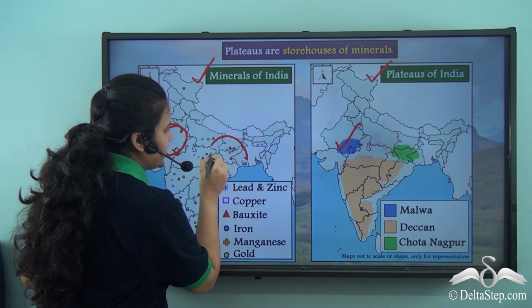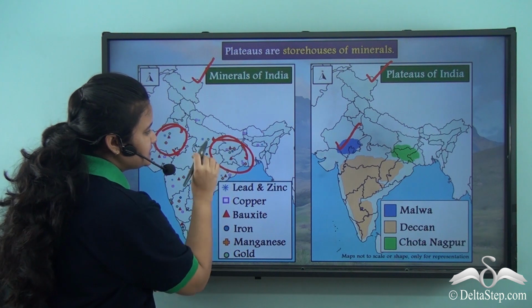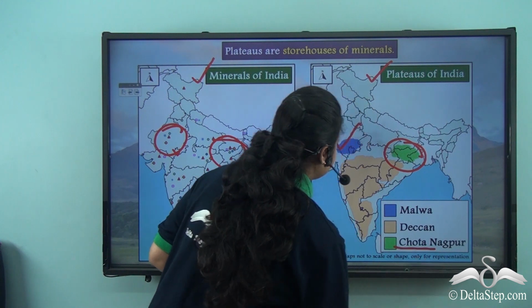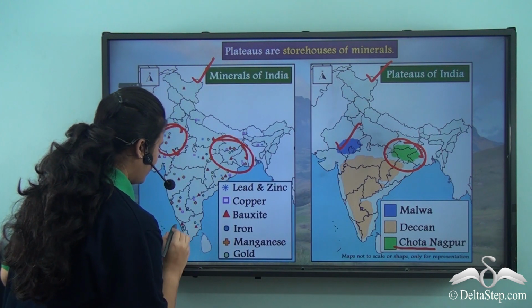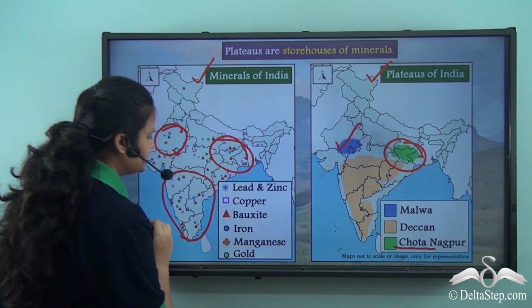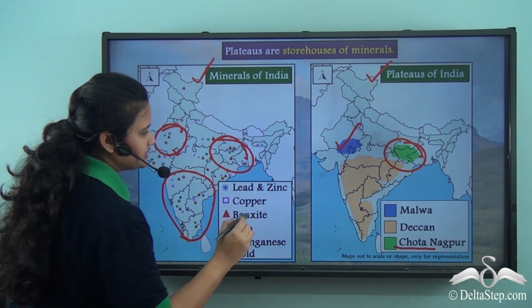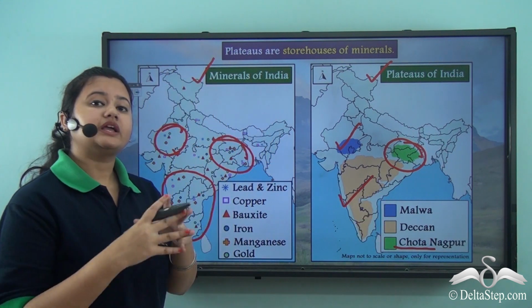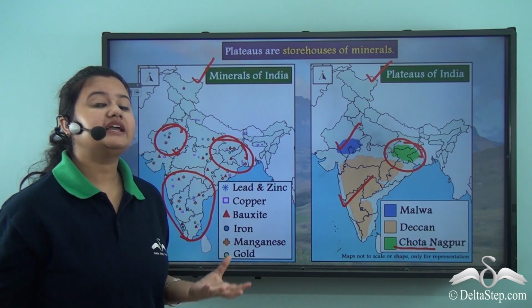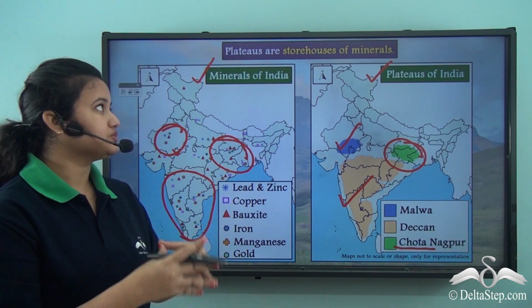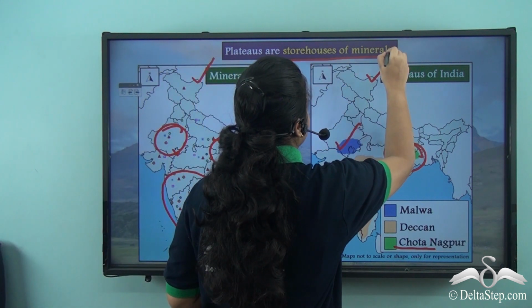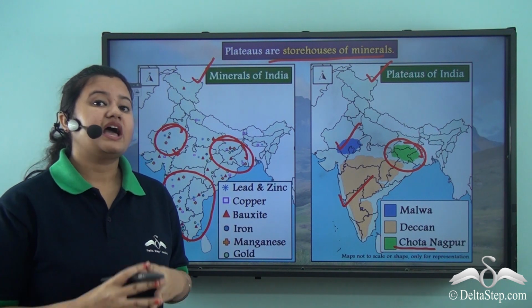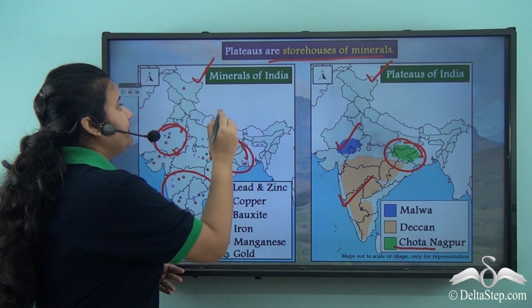Again, there is high concentration of minerals in eastern part of India, which coincides with the Chota Nagpur Plateau region. Again, we have high deposit of minerals in the southern part of India, which coincides with Deccan Plateau region. Thus, from this map, we can conclude that plateaus have high concentration of minerals, or plateaus are the storehouses of minerals. And because of this reason, people living in plateaus pursue mining as their occupation.